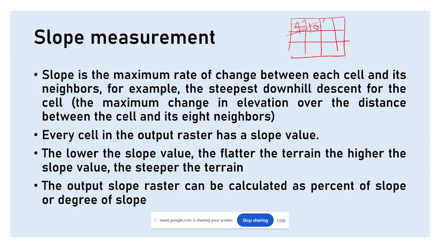The output slope raster can be calculated as percent of slope or degree of slope. As I said, you don't have an absolute value. How that grid cell value is varying with respect to its adjacent or neighboring cells, according to that, the slope measurement is accounted for.